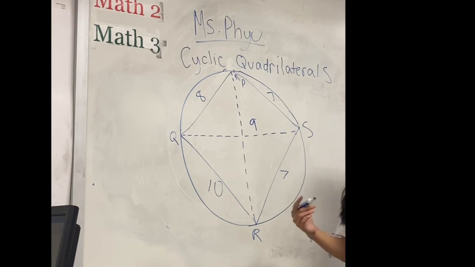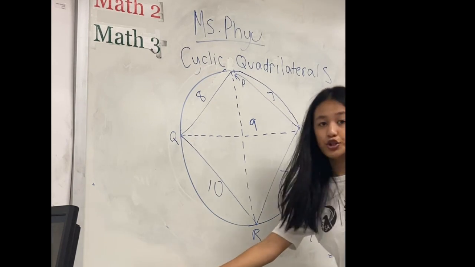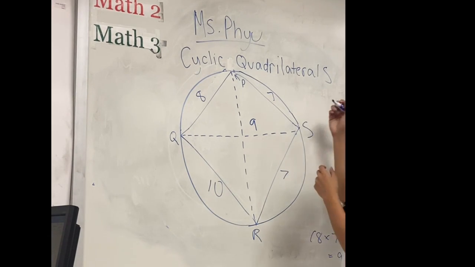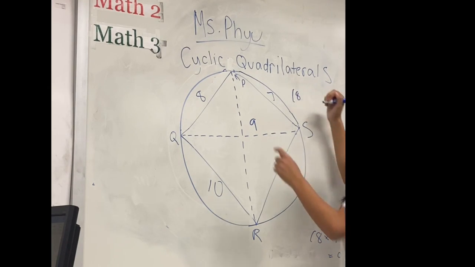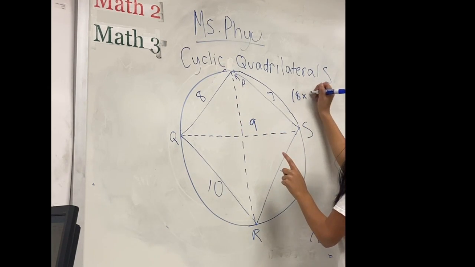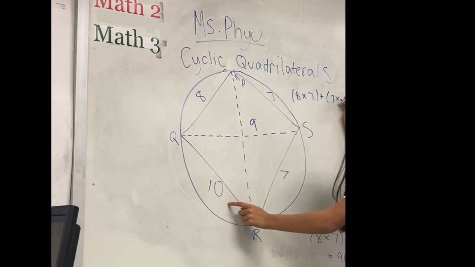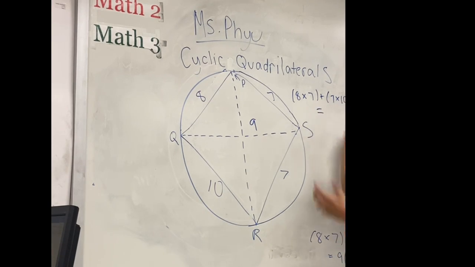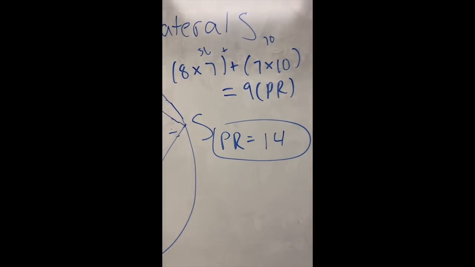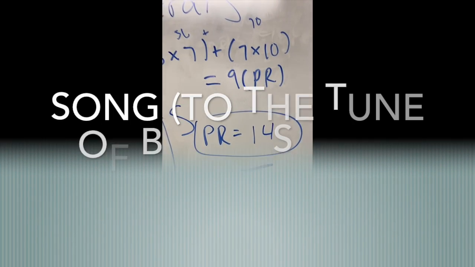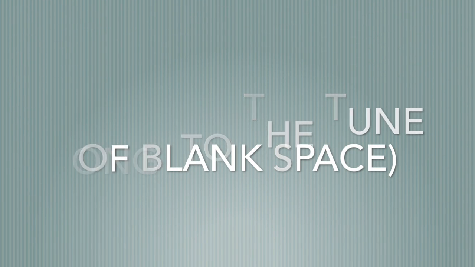To do this, remember in the previous formula, we do the sum of the products of its opposite sides. The opposite sides are QP and RS, so we do 8 times 7 plus 7 times 10, because QR and PS are opposite sides, and that equals the product of the diagonals. So that would be 9 times PR. Those are the diagonals. We just solve this equation to find PR, and ultimately when we solved this, we got PR equals 14.